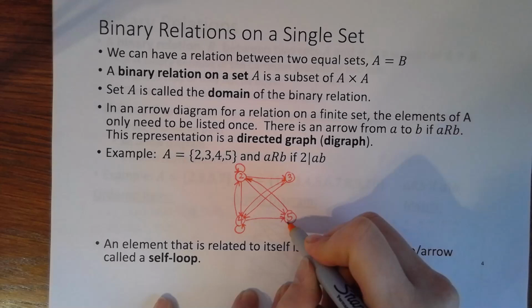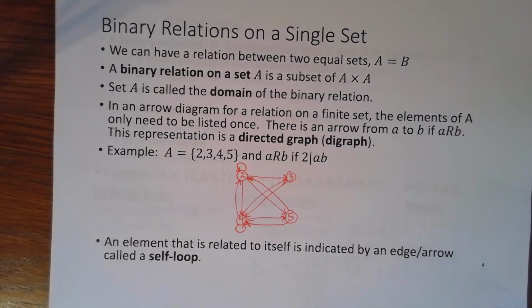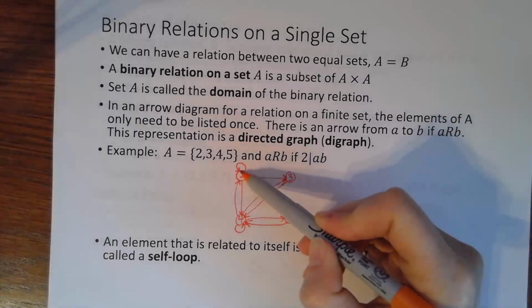The arrow diagram or digraph representing this relation would look like this. One interesting thing to notice is that if an element is related to itself, it's indicated by an edge or an arrow that's called a self loop. It loops back on itself.